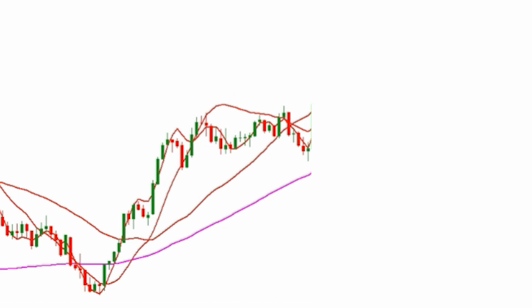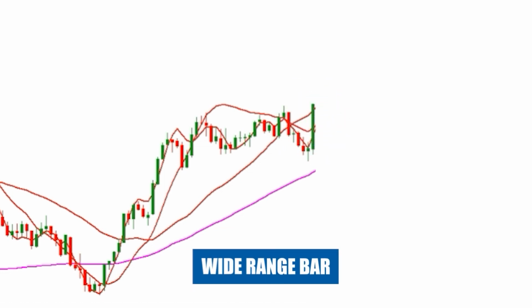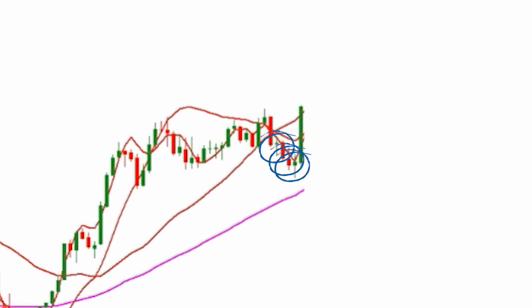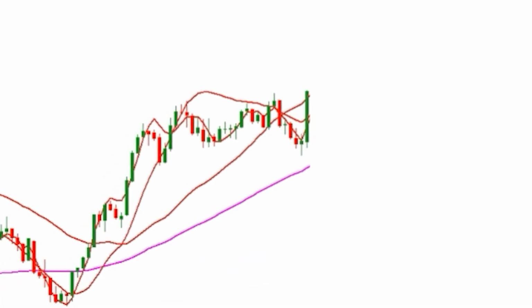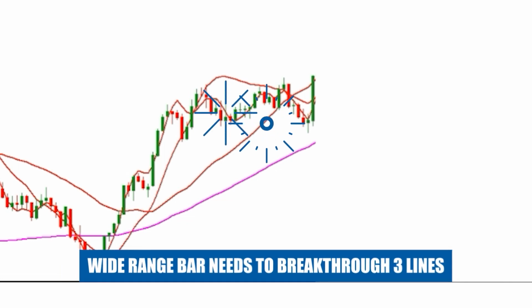Remember, based on step 1, we're looking for prices to move up, and here's how simple the system is to use. Firstly, we need to find a wide range green bar. The way you can tell it's a wide range bar is that the surrounding bars will be significantly smaller. Secondly, the wide range bar needs to break through at least 3 of the 4 lines on the chart, which ultimately signals price passing through multiple time frames, which makes our entry that much more powerful.